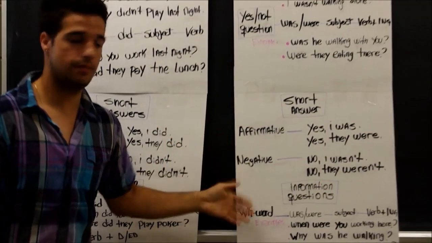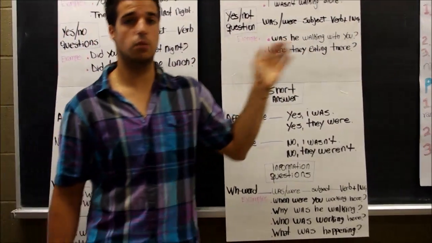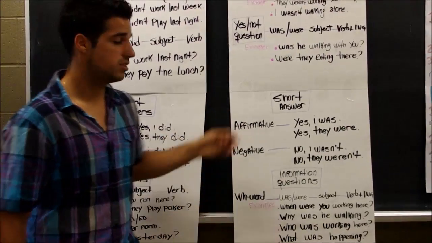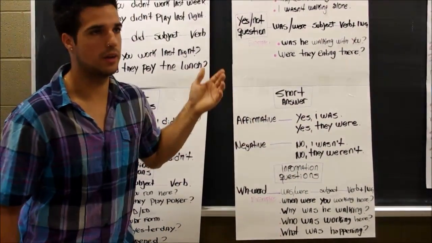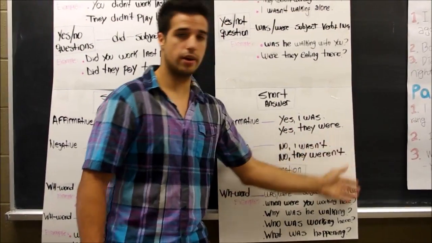Short answers. We have two, affirmative and negative. The affirmative is yes, I was, yes, they were, and the negative is no, I wasn't, or no, I was not. Another example is no, they weren't.